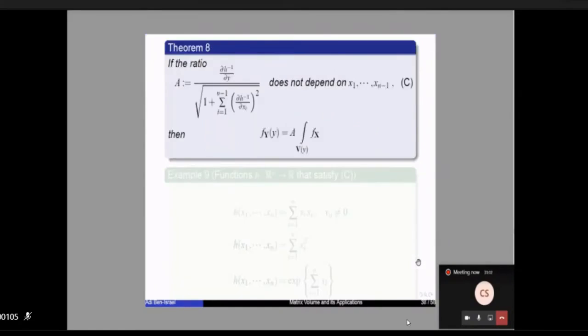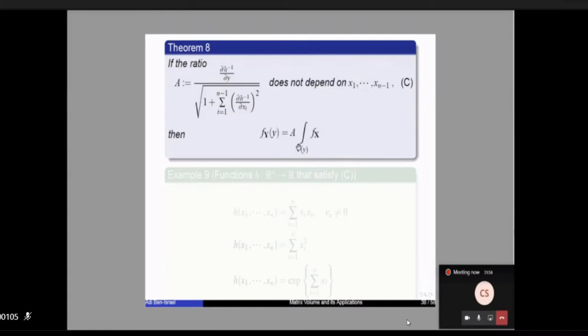And here we have a nice result: consider the ratio of the two scales we used, one of them the partial of h inverse with respect to y, and the other the volume of the Jacobian. If the ratio of these two does not depend on the x's, though it may depend on y, then the density of y is that expression, a, which comes out of the integral because it does not depend on x, times a much simpler expression, the integral of the density of x over the set V_y.